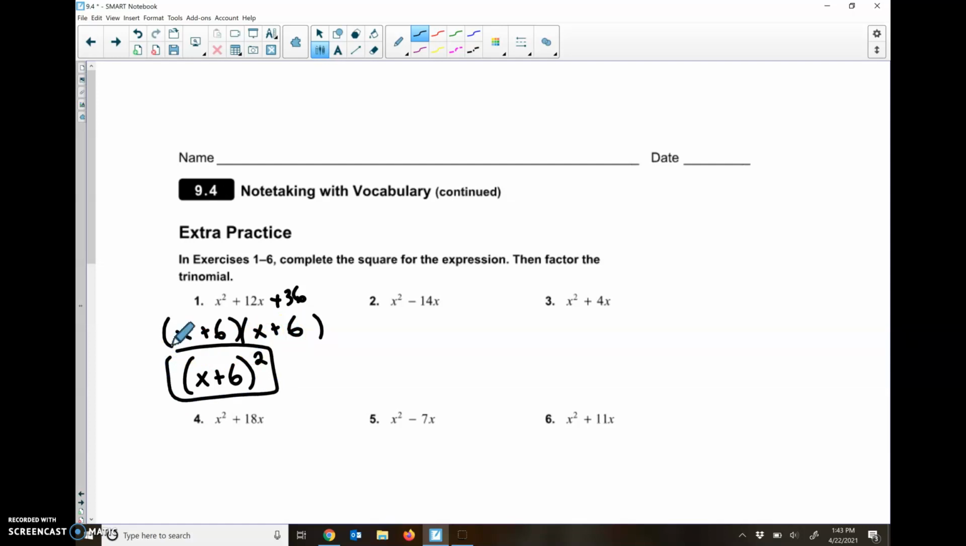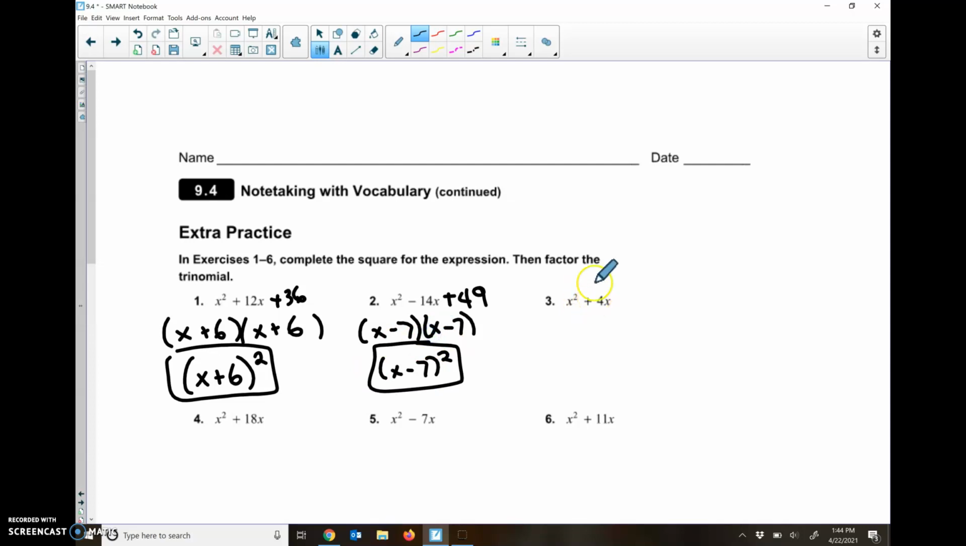All right, same thing here. We want two numbers that multiply to 14, and since we're doing perfect squares here, half of 14 is 7. 7 squared is 49. 7 times 7 is 49, and 7 plus 7 is 14. So that should work: x minus 7, x minus 7. And again, they want us to write it as x minus 7 squared.